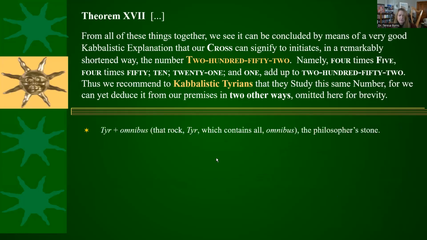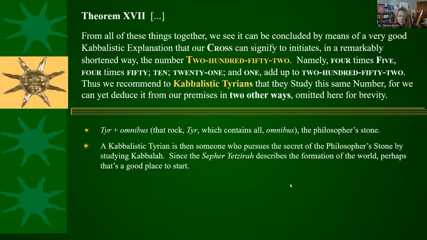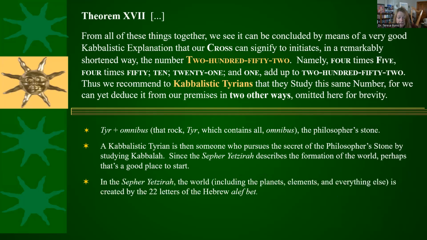So if we take Tyr omnibus, which Dr. Turner and I translated as Tyrians, a rock which contains all, or a person who is pursuing a rock that contains all, people seeking the Philosopher's Stone, and you put Kabbalistic before it, basically a Kabbalistic Tyrian is someone who pursues the secret of the Philosopher's Stone by studying the Kabbalah. And since the Sefer Yetzirah describes the formation of the word, perhaps that's a good place to start.